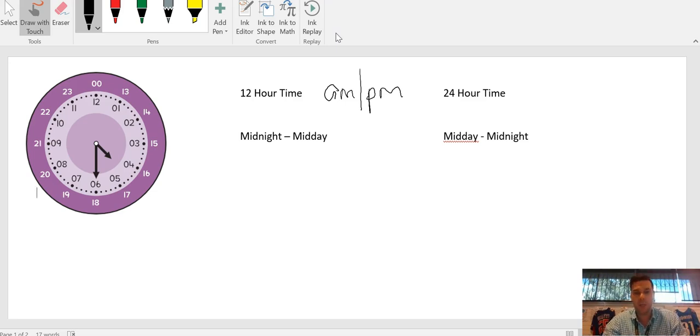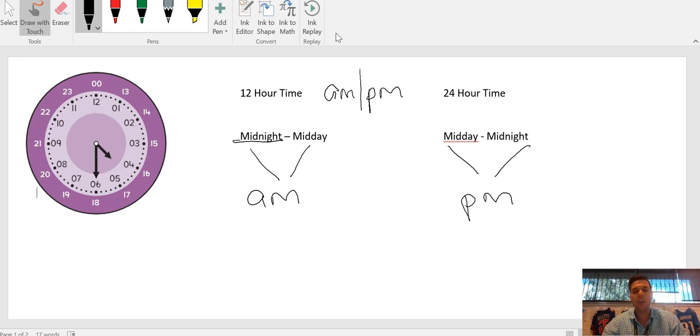Our day starts at midnight. We know that, okay? So our day starts here at midnight. So from midnight to midday, that is AM. That is morning as well. So AM is morning. What comes after midday, midday back to midnight, is known as PM. That is the afternoon and the evening. That's when PM occurs.